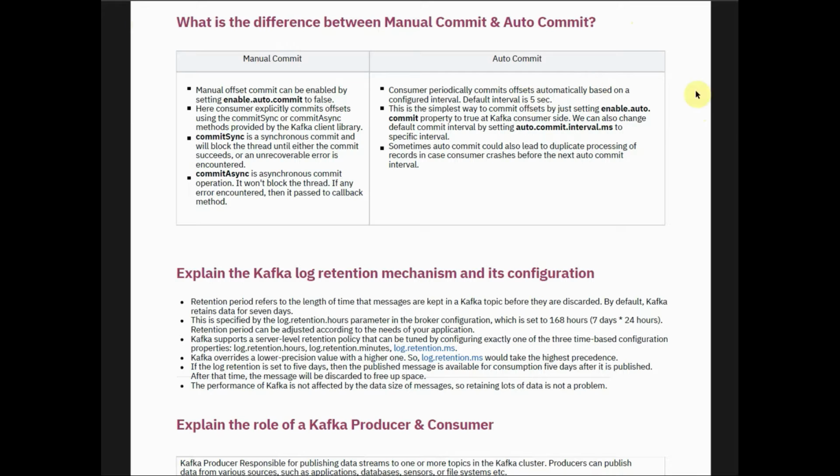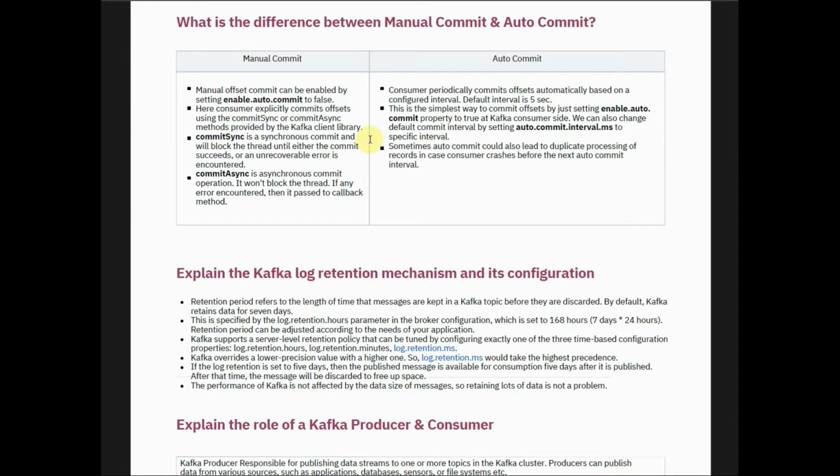This is the simplest way to commit offset, by just setting the enable.auto.commit property to true at the Kafka consumer side. This is a property which the Kafka library has provided to us in order to enable auto commit. By default, it is true. We can also change the default commit interval by setting auto.commit.interval.ms to a specific value. We have a default interval of 5 seconds. If we want to change that, we can set it using this property.